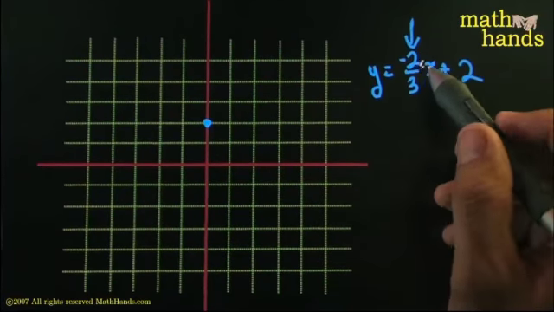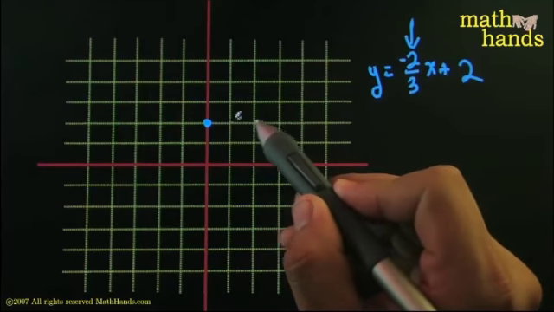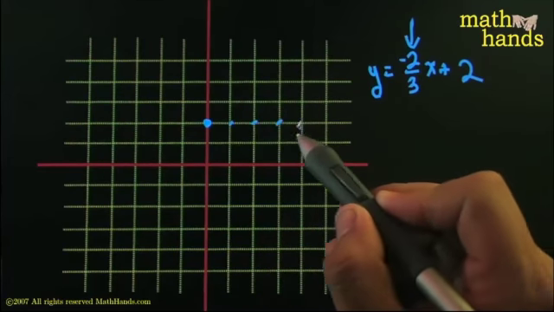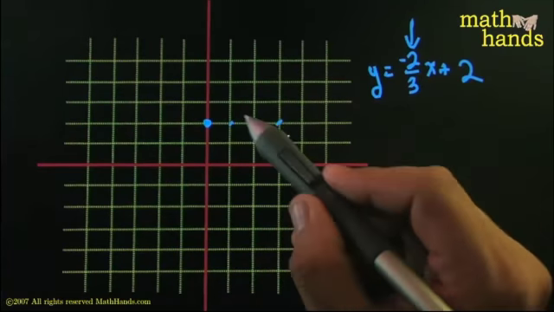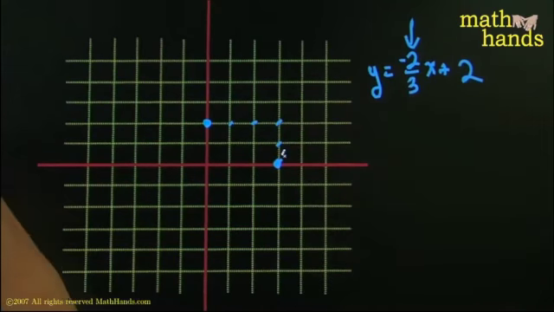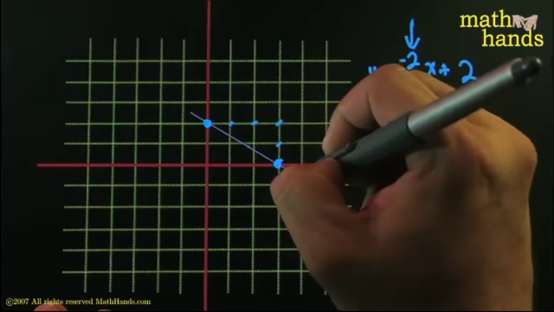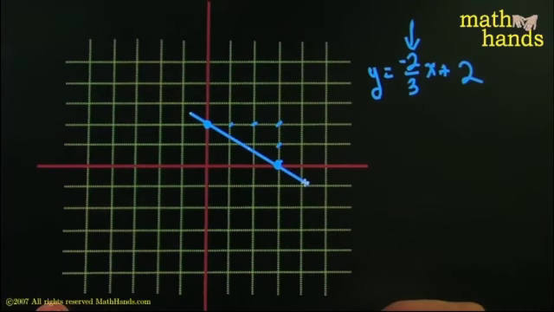The rise over the run is telling you the run is 3, the rise is -2. So if I go 3, 1, 2, 3, the rise is -2, 1, 2. So it's got to go through that point. And that's it. Once I've got 2 points, it's all over. There's my line. See how easy that is?